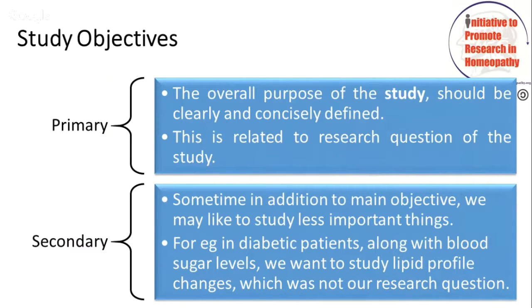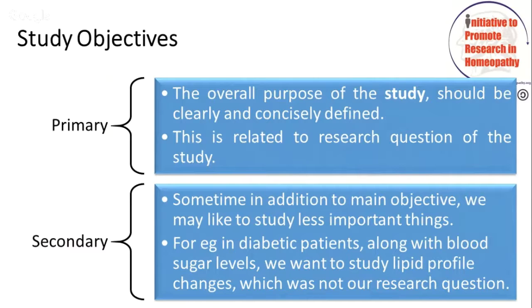It should be related to the research question, to see the efficacy of homeopathy on TSH changes in hypothyroid subjects. That is the primary objective. But there are certain other things in addition to the main objective which we like to study. For example, in diabetic patients, along with blood sugar level, we want to study lipid profile changes, which was not our research question, but we want to see these changes. These become the secondary objectives.